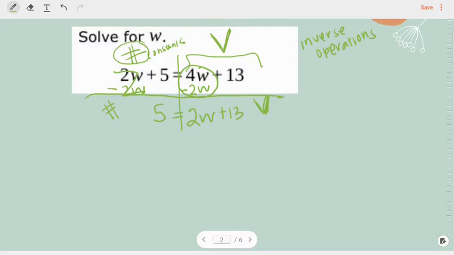Remember, we use inverse operations. Because I'm adding 13, how do I undo that? The opposite is to subtract 13. So underneath 13, I'm going to write a minus 13. And on the other side of the equation, remember, if I do it on one side, I have to do it on the opposite side of the equation. I'm going to minus 13. Now, don't fall into the trick of putting it underneath the 2w on this side. I only want to take away 13 once on each side. So I'm taking away 13.